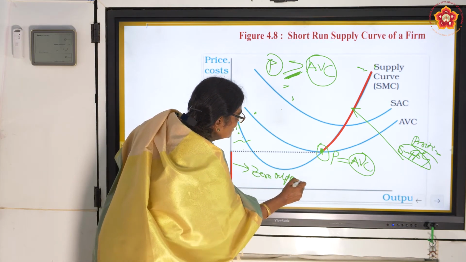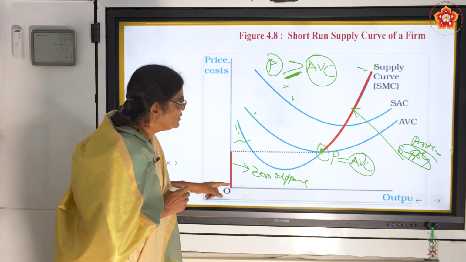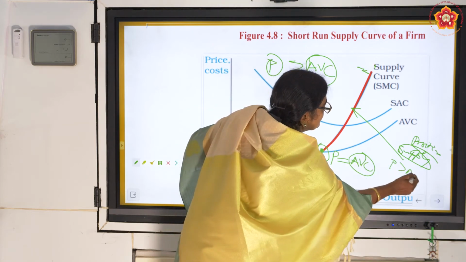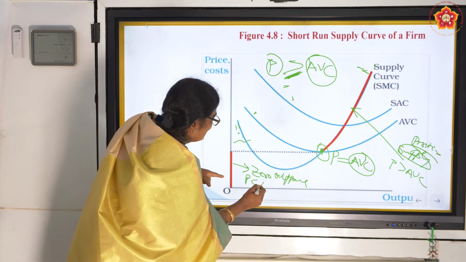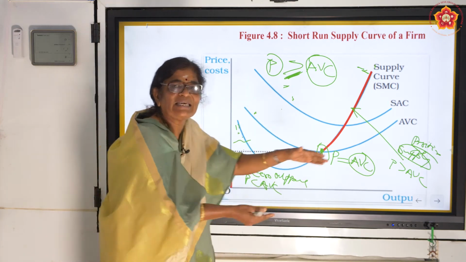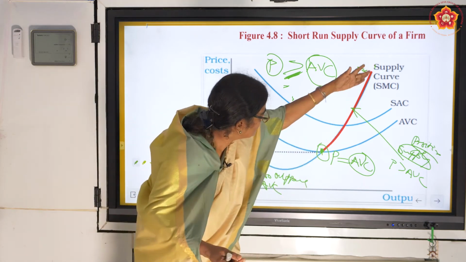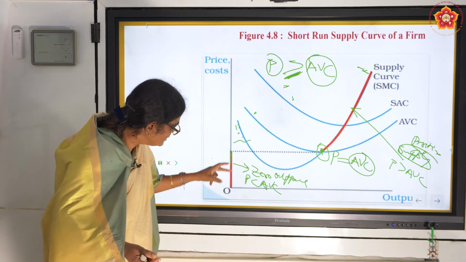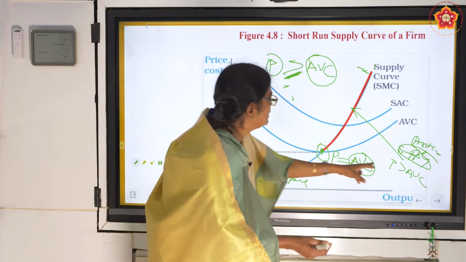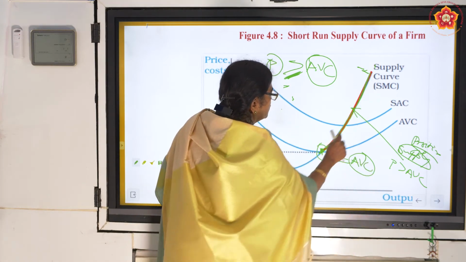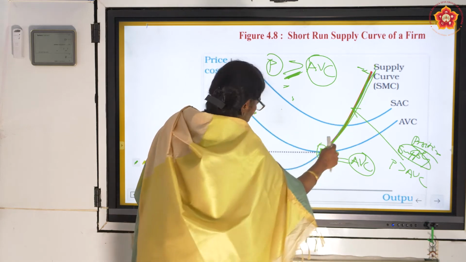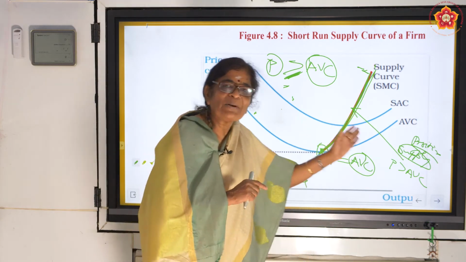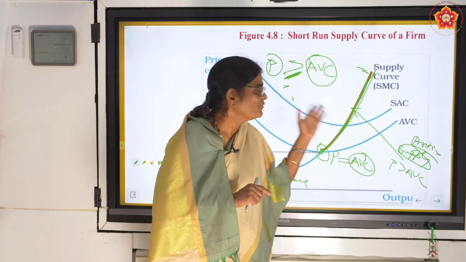This zero output is when the price is P2, below the AVC. The positive output, when we get this supply curve, is when P is greater than AVC. Where will we get this one? When P is less than AVC. Therefore, what we are doing is combining case 1 and case 2 together. Case 1 explains this portion, case 2 explains this portion. When the price is less than AVC, zero output. When the price is greater than AVC, positive level of output. Therefore, this bold curve explains that both together are called the supply curve of a firm under given different market prices.